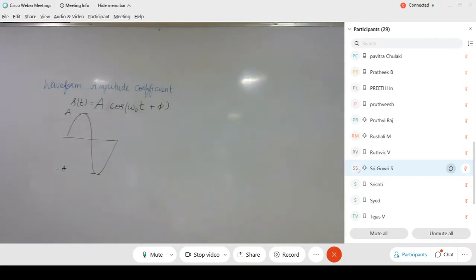Alvaindrappa, is that A the peak to peak value? It is simply the amplitude, that is enough to say.